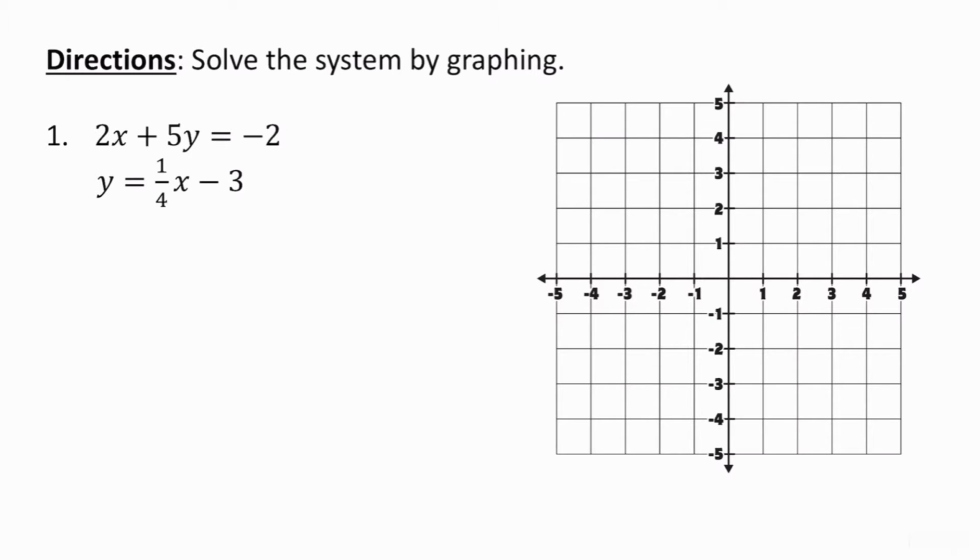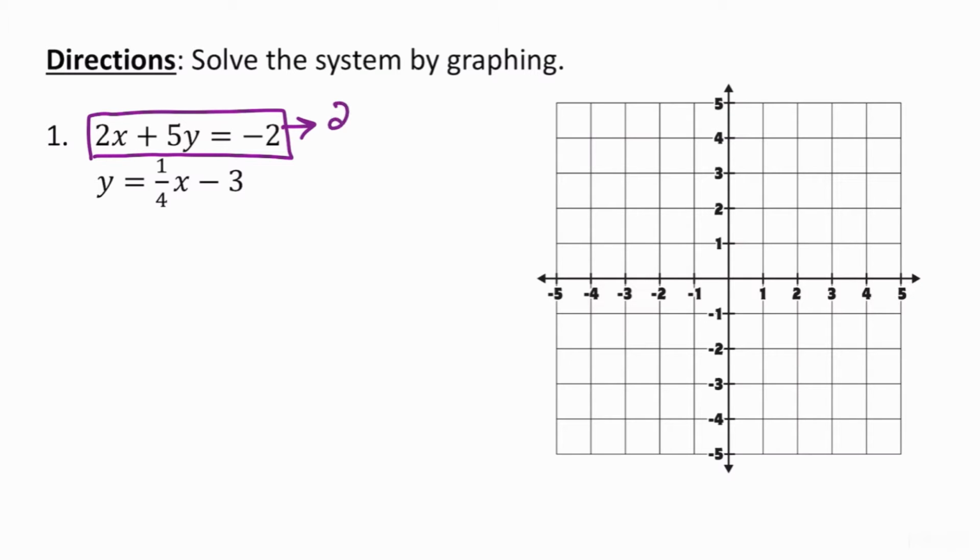So in question number 1, we are supposed to solve the system by graphing it. So 2x plus 5y equals -2. The first equation is not in slope-intercept form. So one of the things that I want to do is work with this first equation so that I can rewrite it in y equals mx plus b form. That means we're going to go ahead and get the y by itself.